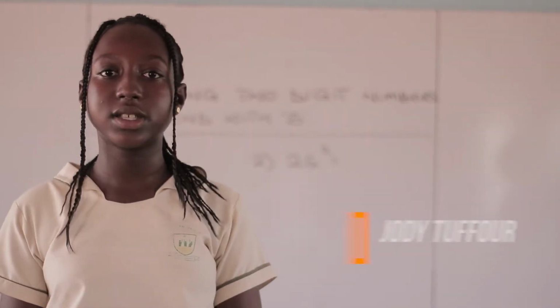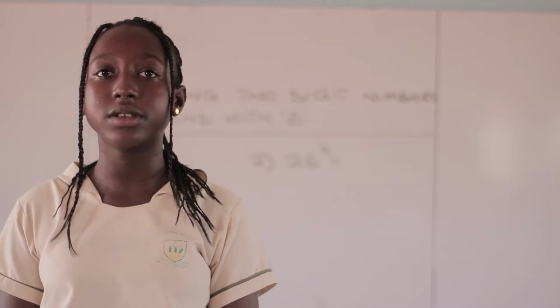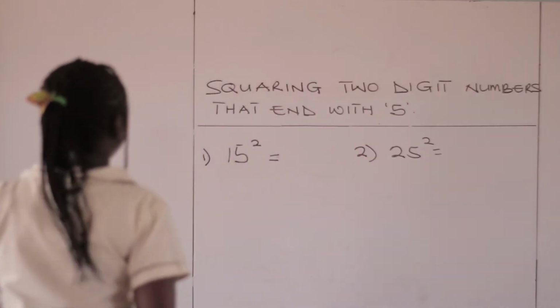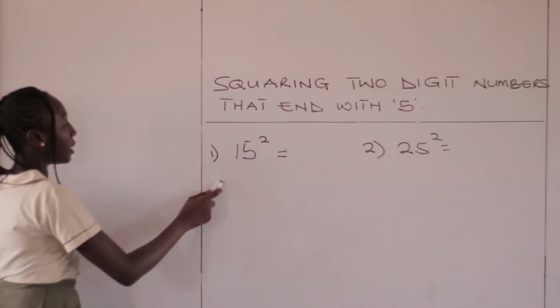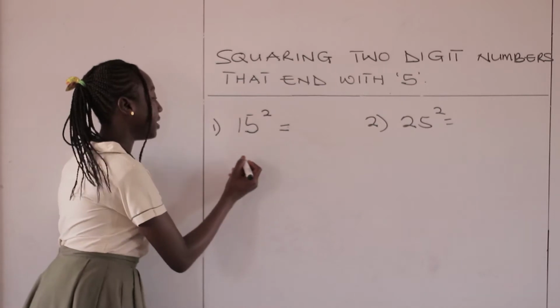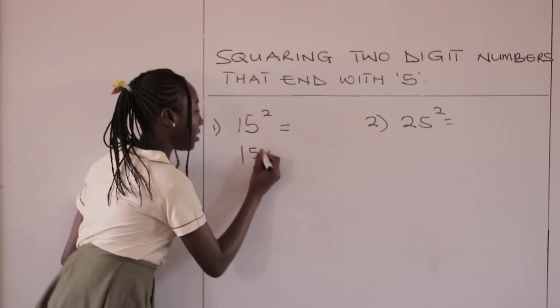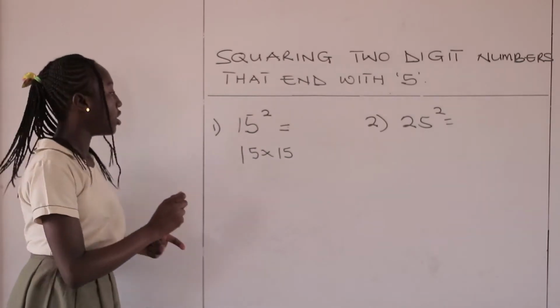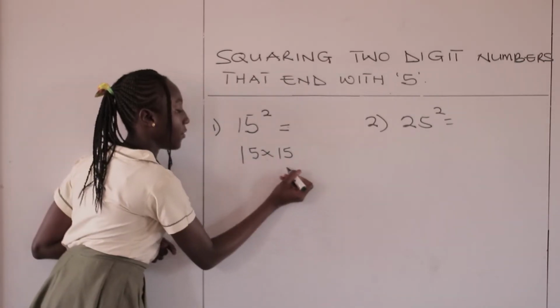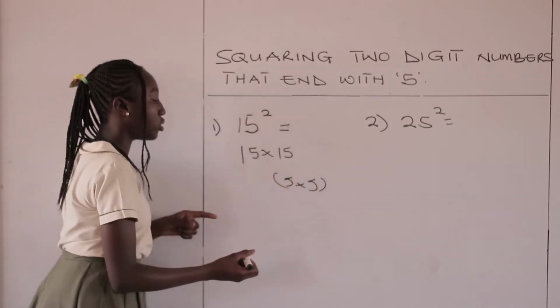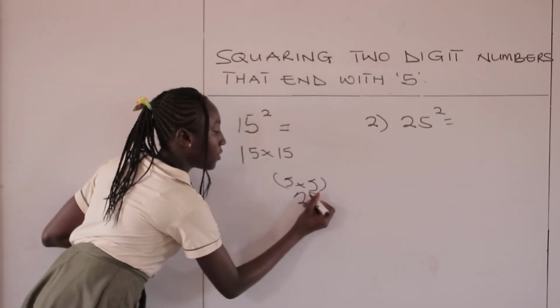Today, I am here to teach you simple tricks for squaring numbers that end with 5. Here are a few examples. Example 1, we have 15 squared. 15 squared simply means 15 times 15. Now, to solve this question, we multiply 5 times 5, which will give you 25.